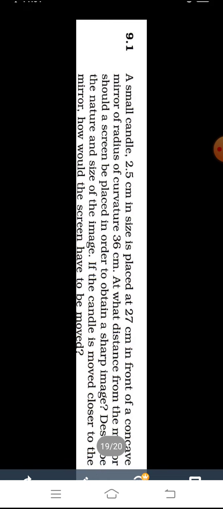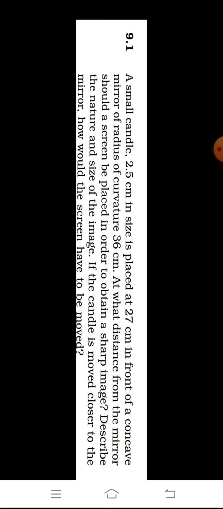Exercise number 1. The question is: a small candle 2.5 centimeter in size is placed 27 centimeter in front of a concave mirror of radius of curvature 36 centimeter. At what distance from the mirror should a screen be placed in order to obtain a sharp image? Describe the nature and size of the image. If the candle is moved closer to the mirror, how would the screen have to be moved?